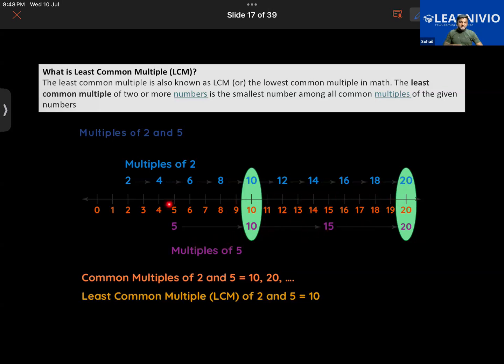And by the way, this is the number line on which we write down the numbers. This is called a number line. Okay. This over here is the number line on which numbers are being shown. So the common multiples of 2 and 5 over here are 10 and 20. This is the first common multiple. Getting it now? Out of the two, 10 is the least common multiple. It is smaller in value. So thereby the LCM of 2 and 5 is 10.